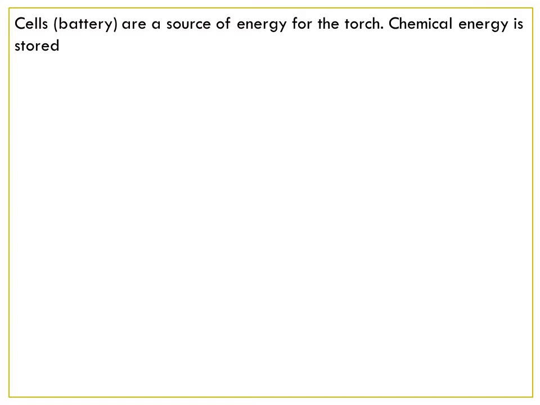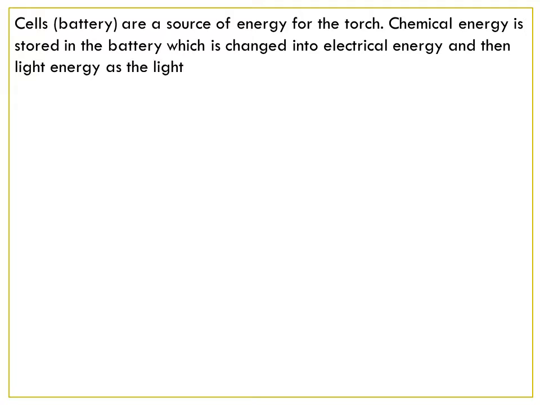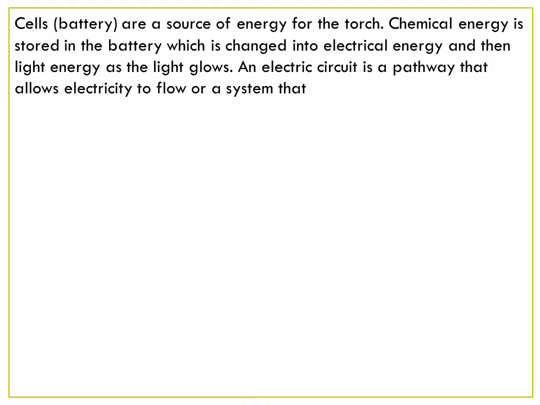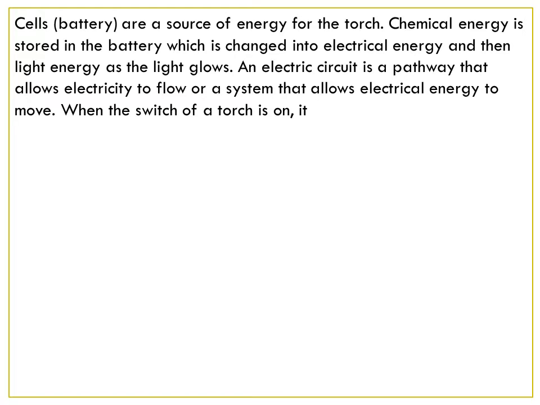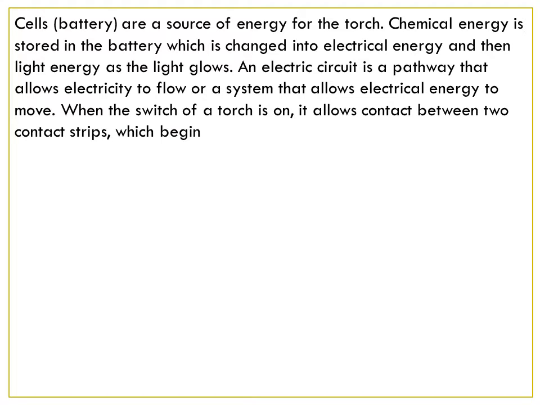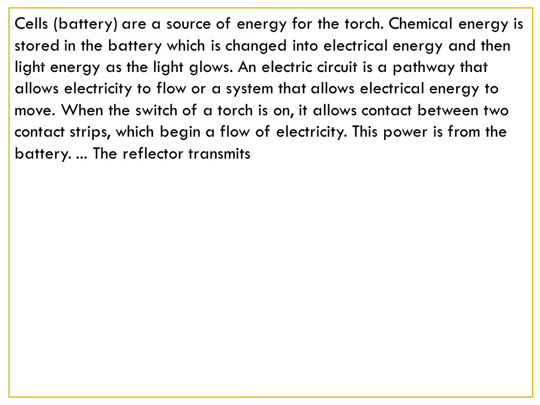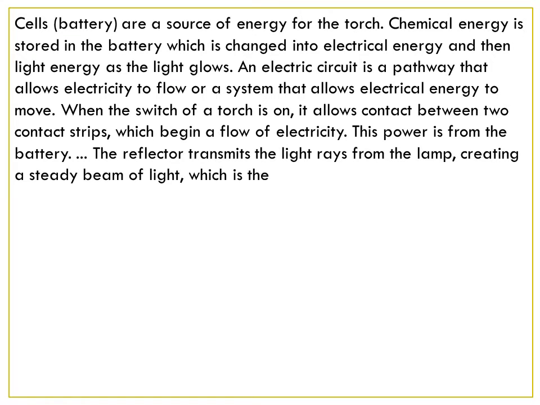Chemical energy is stored in the battery, which is changed into electrical energy and then light energy as the light glows. An electric circuit is a pathway that allows electricity to flow, or a system that allows electrical energy to move. When the switch of the torch is on, it allows contact between two contact strips, which begins a flow of electricity. This power is from the battery. The reflector transmits the light rays from the lamp. Got it, children? Creating a steady beam of light, which is the light you see emitting from the torch.